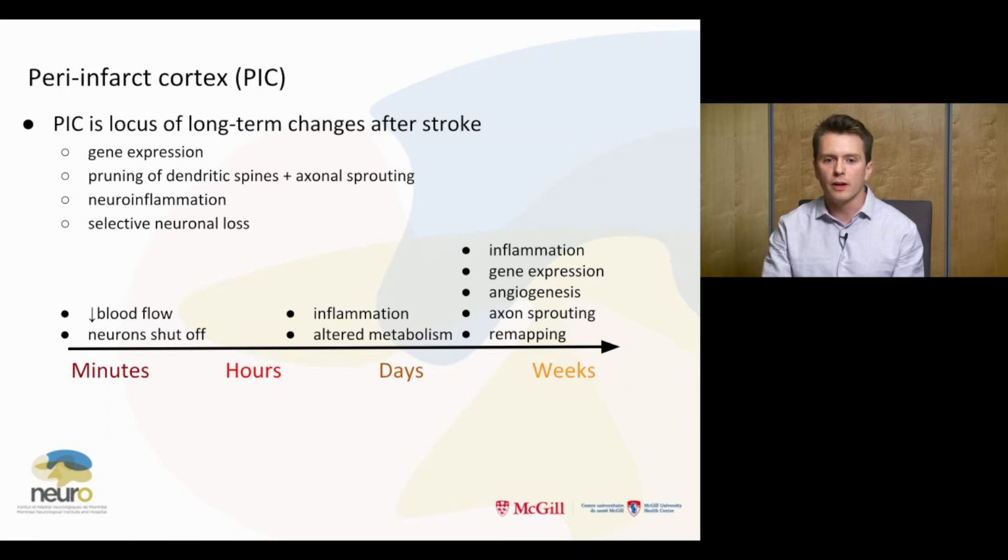However, around the infarct, there is a region called the peri-infarct cortex. This region is interesting because it's the site of long-term changes that can happen from the hours, days to weeks after the stroke. These can include, for example, persistent inflammation, changes in gene expression, angiogenesis, axon sprouting, remapping, and so forth.